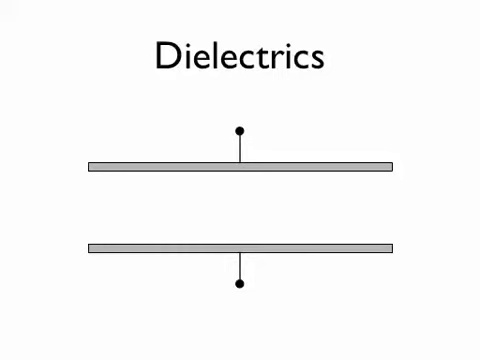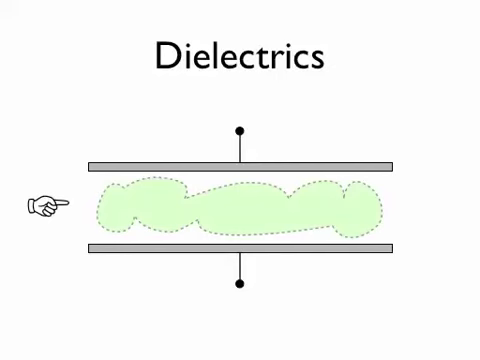Up until now, we've only considered what happens if you have a capacitor that has a vacuum in between its plates. And the question is, what if we put something else in between the plates of the capacitor? That something else is typically called a dielectric. In fact, technically, I guess we could call vacuum a dielectric. But anything that we put into a capacitor is called a dielectric.